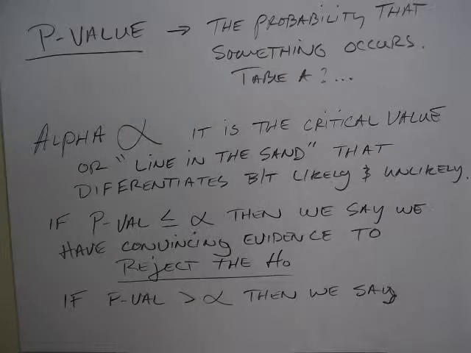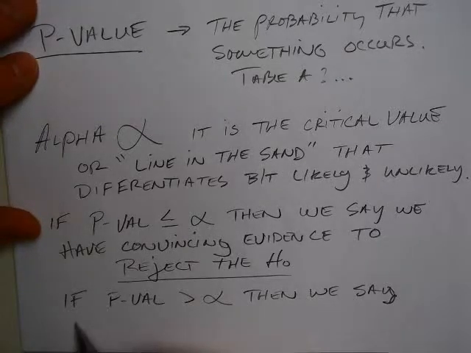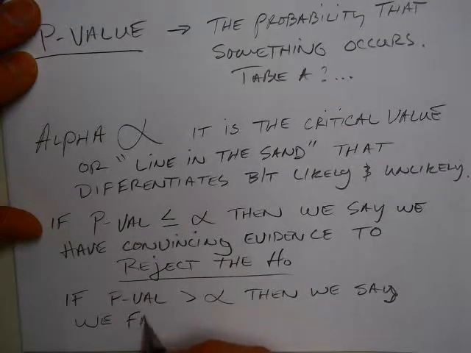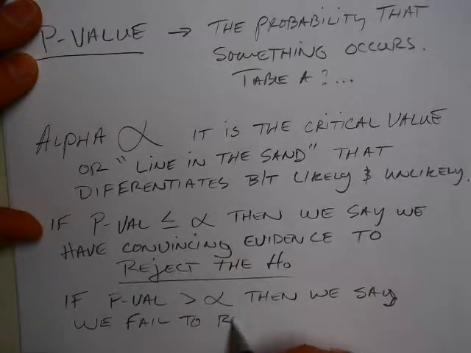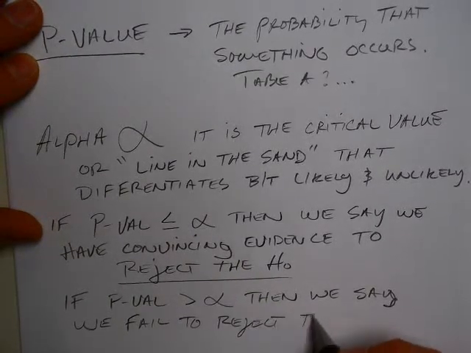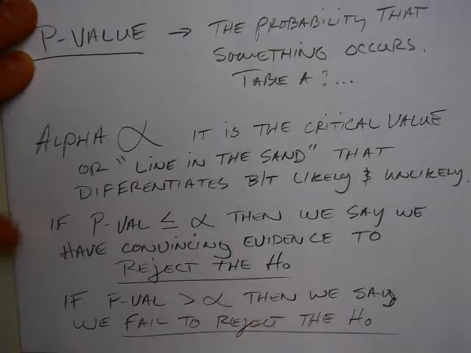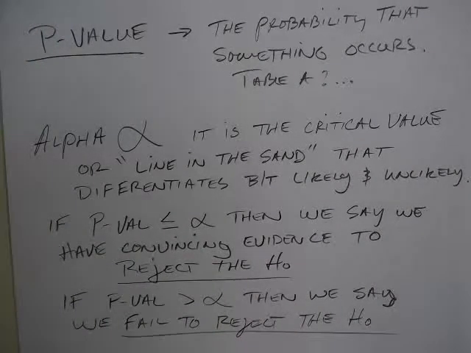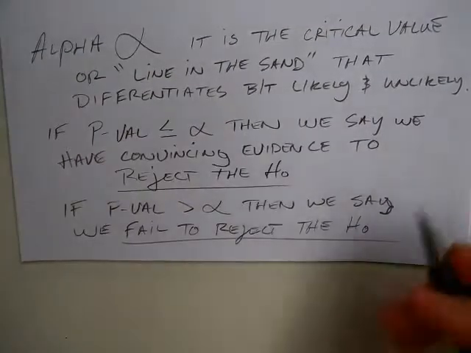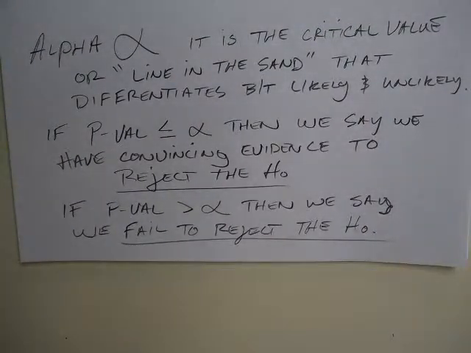I'm kind of going to cut this short. We have convincing evidence basically against the null, but we fail to reject the null. We never say that we accept the null. I'm running out of time here, I know. And that's okay, because we're done with the notes. We never say that we accept the null.